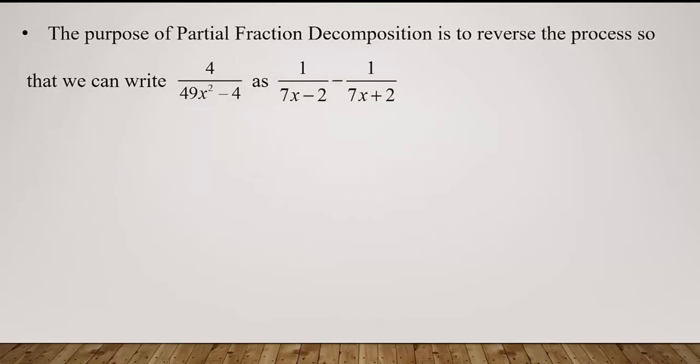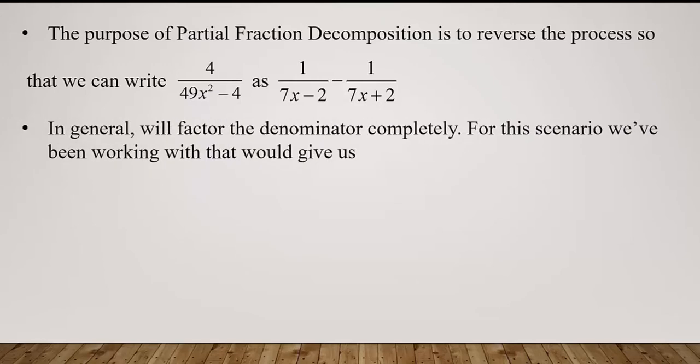And that's the whole purpose of partial fraction decomposition. The whole purpose is to reverse that process so that we can write 4 over 49x squared minus 4 as 1 over 7x minus 2 minus 1 over 7x plus 2. In general, when doing partial fraction decomposition, we're going to factor the denominator completely.